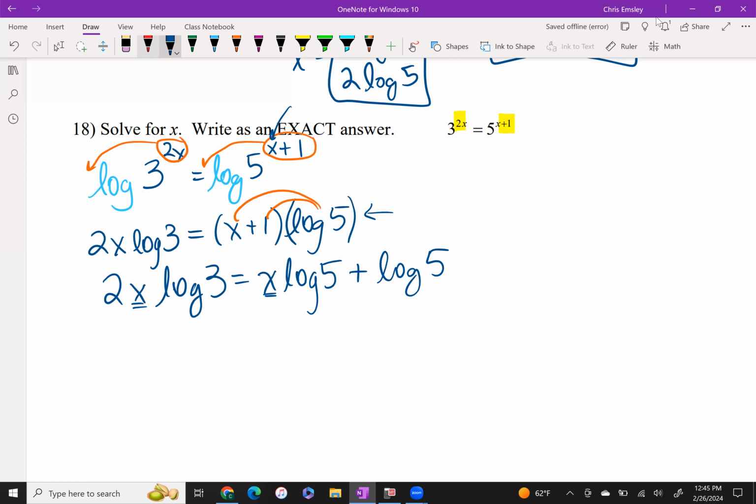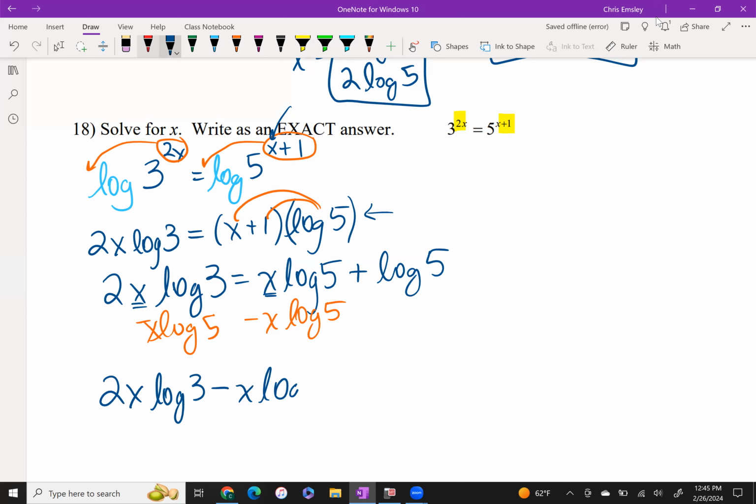Good. Now we're solving for x, so we need both the terms with x's to be on the same side. Again, you would know what to do here. If this was 5x, you would subtract it to move it to the left. Same thing with the logarithm. Log of 5 is just a number. It's some kind of decimal. I don't know it, but we could put it in our calculator. So I subtract x log 5 from both sides. So then I end up with 2x log 3 minus x log 5. On the right, these cancel because we subtracted them out. We just have log 5.